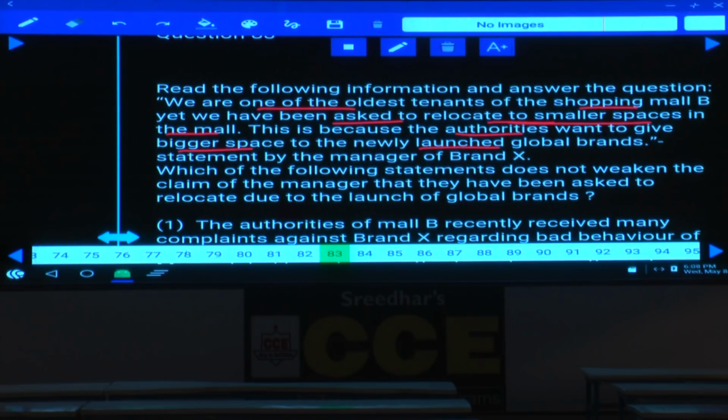Now the newly launched global brands in this shopping mall require more space, bigger shops. Hence the old brand, now what is this old one here? Brand X. Now this brand X was forced to shift to smaller places.